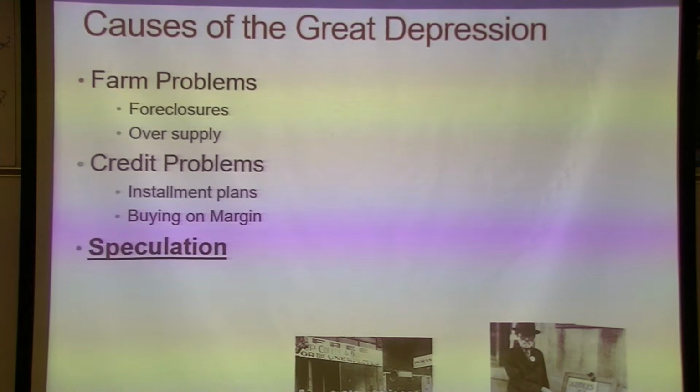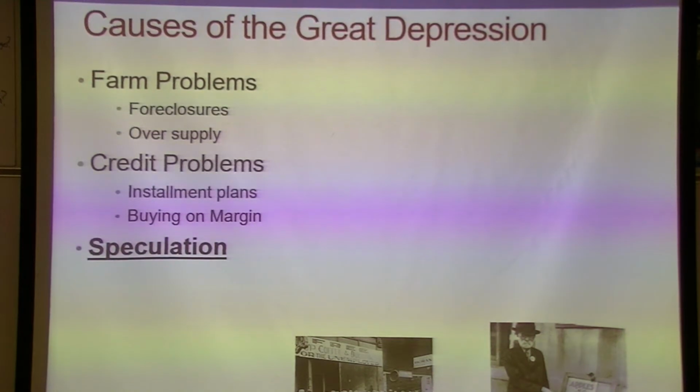And people had overextended. Buying on margin, people were buying stocks on margin, basically taking a loan to get stocks. It was good as long as the market was going up, but once it went down, those loans were called in. Key word to know here is speculation.